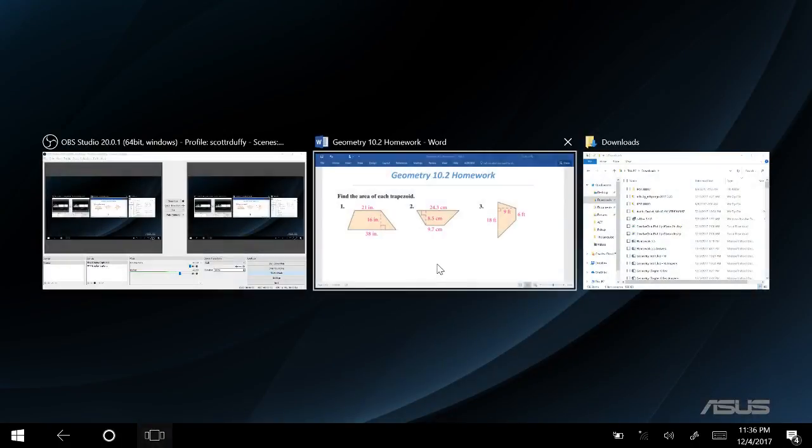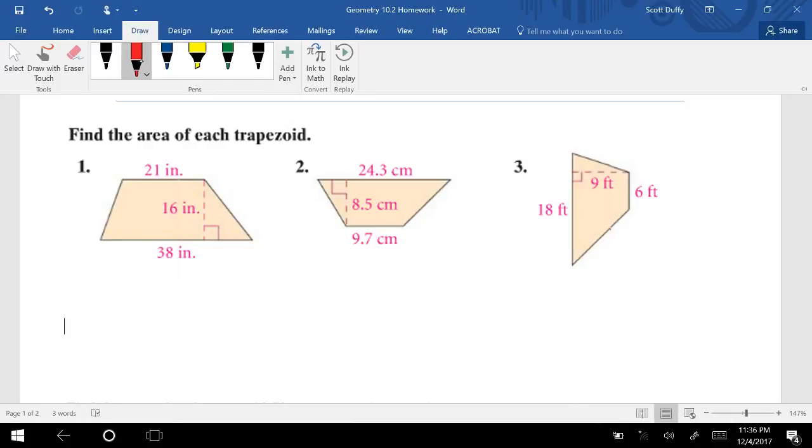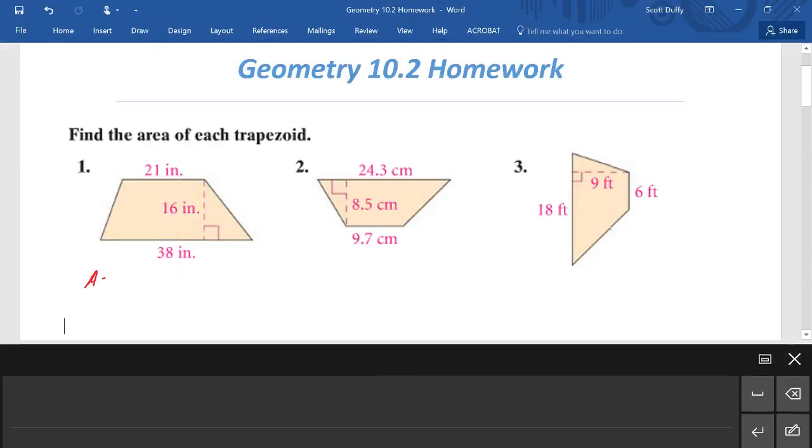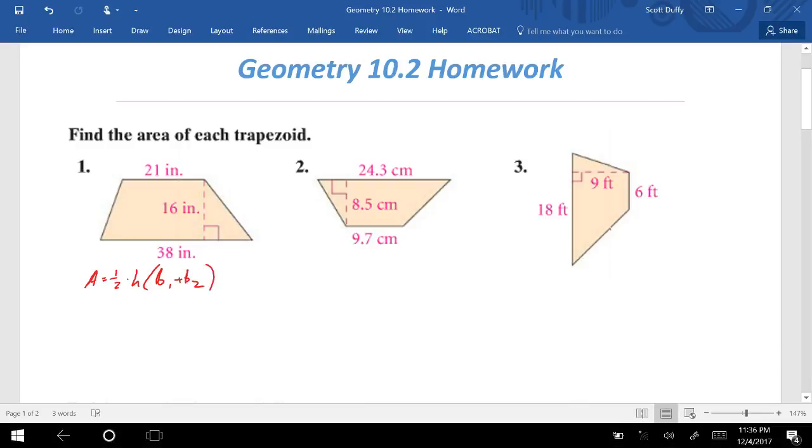Okay, so I'm going to help you guys out by recording me doing homework 10.2. Now, starting off with trapezoids, we need to remember that our area is equal to 1/2 times the height times the sum of the bases. So, 1/2 times height, which is 16 they gave us, times the sum of the bases, which are 21 and 38.